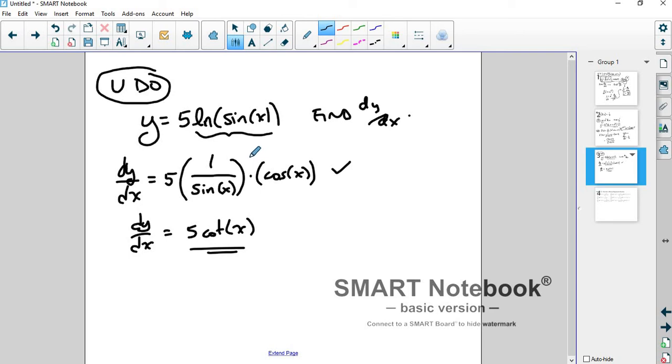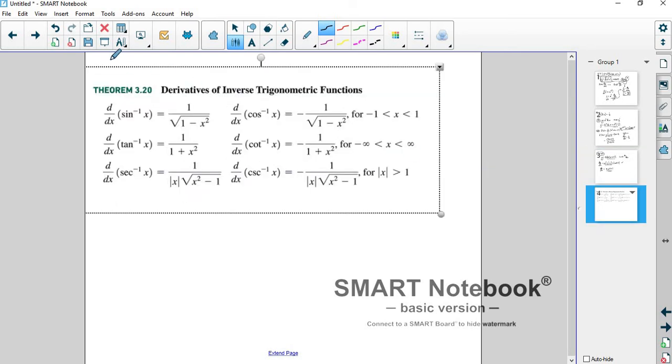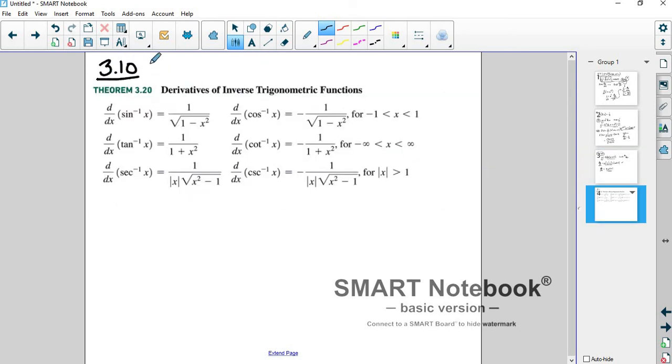Okay, there's plenty of practice problems for 3.9 in D2L. Now we head over to 3.10. 3.10 is the inverse trigonometric functions, and so I need to talk about these for just a little bit.